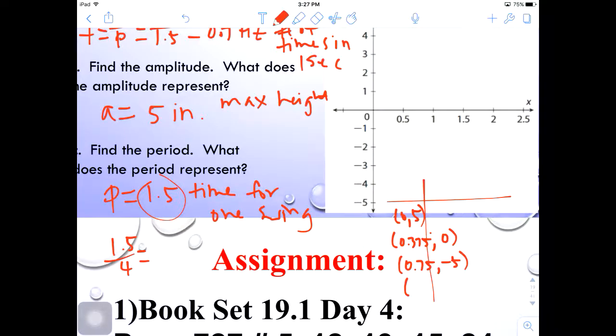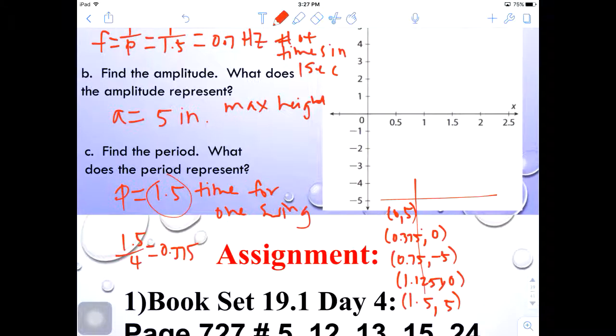And we add again 0.375. So you're adding 0.375 every single time. And then come back to 0, and finally we're at 1.5, which is 1 full period, right? At the maximum again at 5.